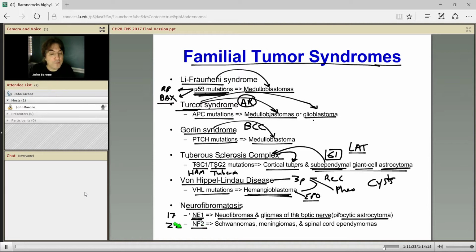Now for NF2, chromosome 22, mysterious protein called Merlin. We don't know what it did. Well, actually, now we do. It's for contact inhibition of growth. When cells grow, they hit each other. Merlin says stop growing. When you mutate NF2 and Merlin, now they grow over each other and you get tumors.